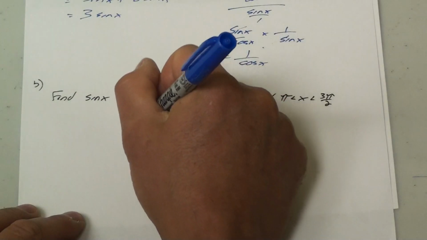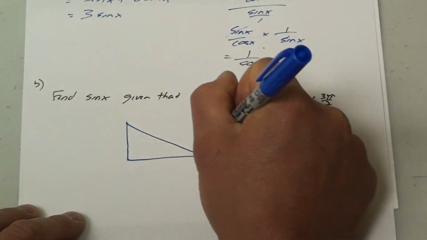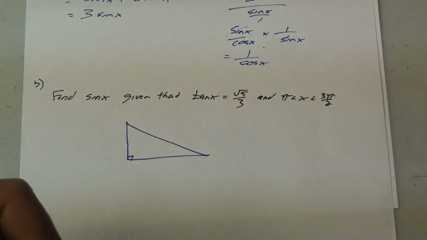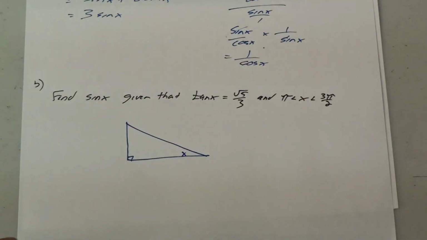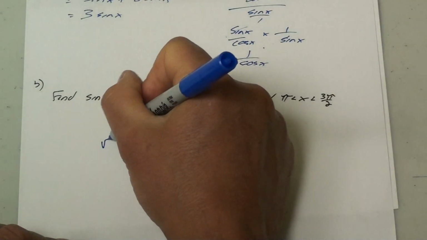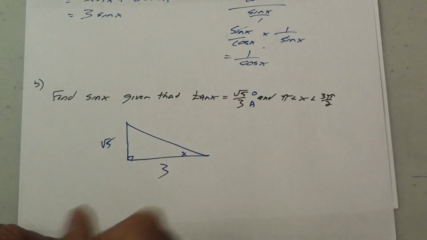So what I want to do is set up a little right angle triangle, because I have tan, but I don't have sine and I don't have cos. So I can figure this out. If I put an angle x here arbitrarily, tan is opposite over adjacent. So I have root 5 as my opposite, and my adjacent is 3.